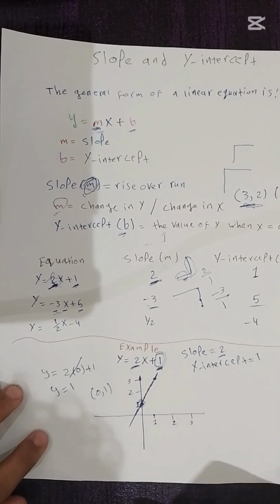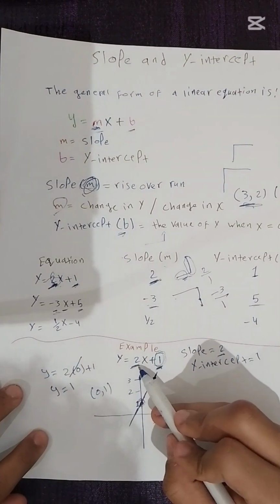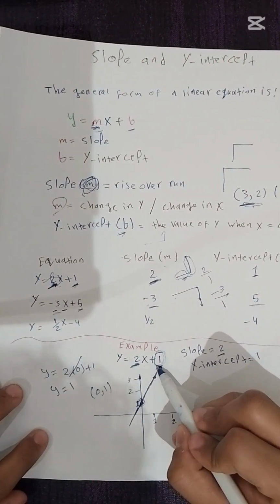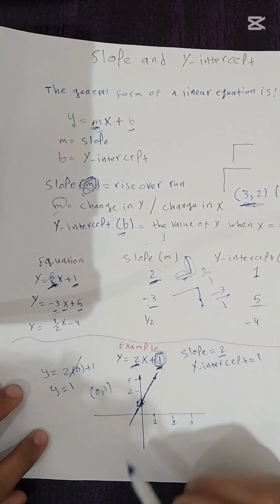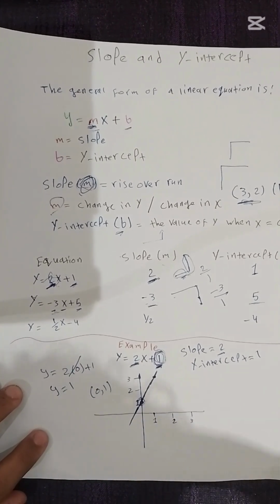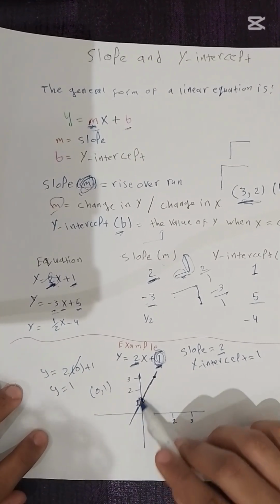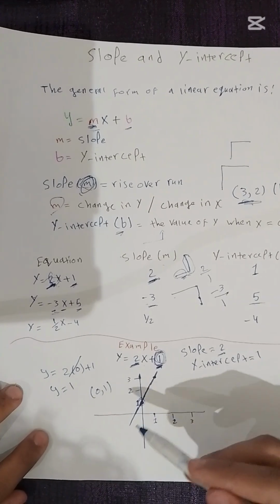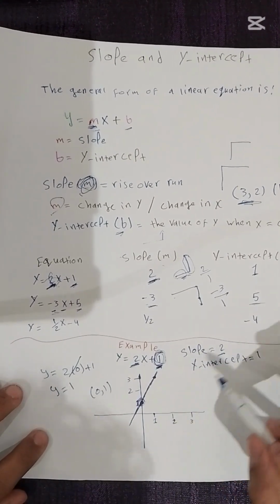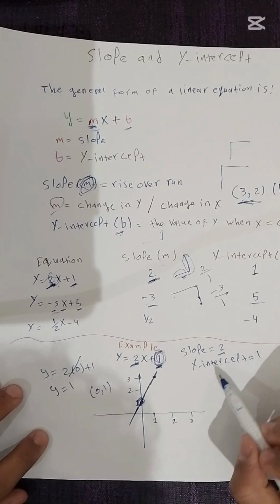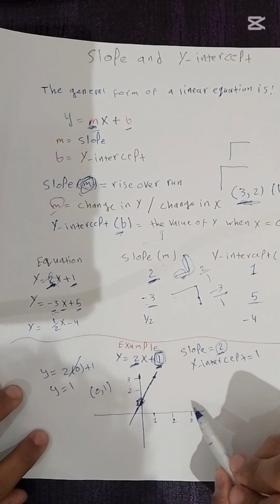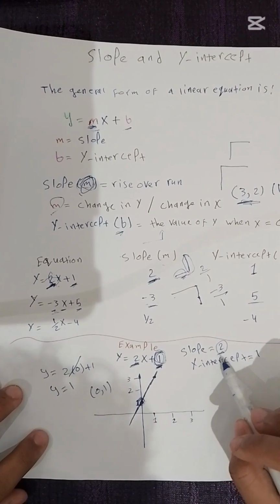A quick review: find the slope. The slope is next to the x, or multiplied by x, and the number at the end is the y-intercept, where the line crosses the y-axis, at number 1. After that we follow the slope. The slope says wherever you go 1 to the right, go 2 up.